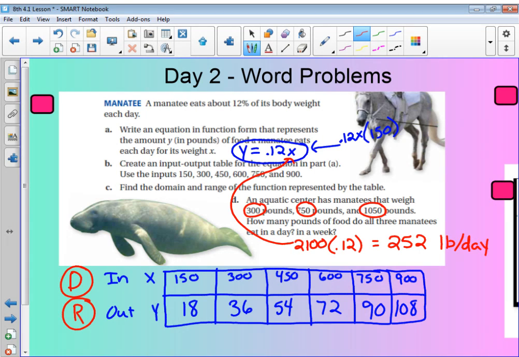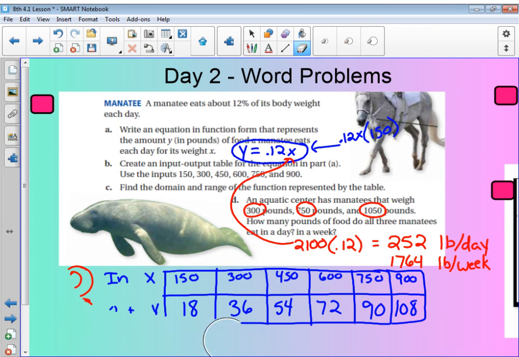That's per day, okay? Now, they want to know also how much it would be per week. So if I know that it's going to be 252 pounds in a day, well, there's 7 days in a week, so I'm going to go times 7, which is going to give me 1,764 pounds of food per week that we have to feed those manatees. Okay, so that's using real world and an equation, an input-output table, and understanding what that's actually representing.